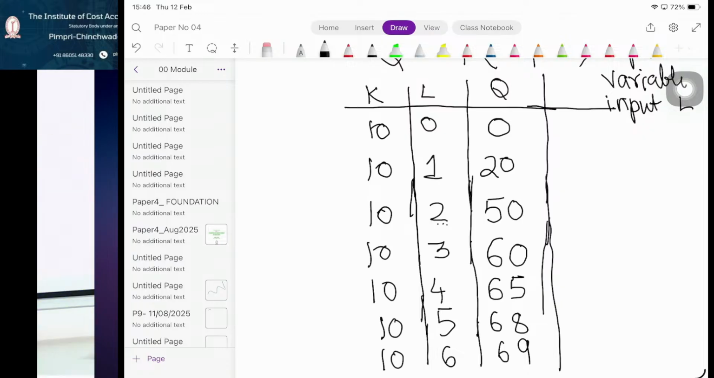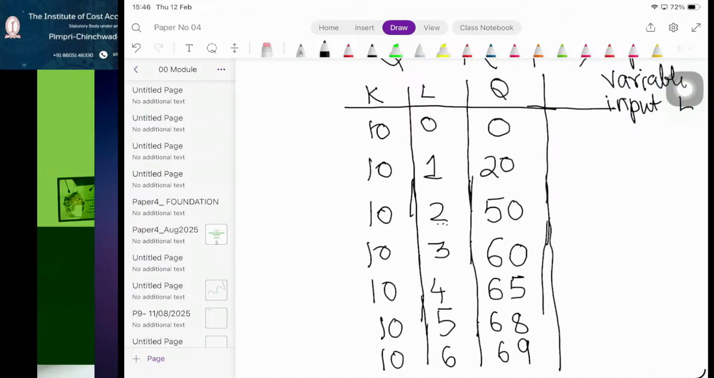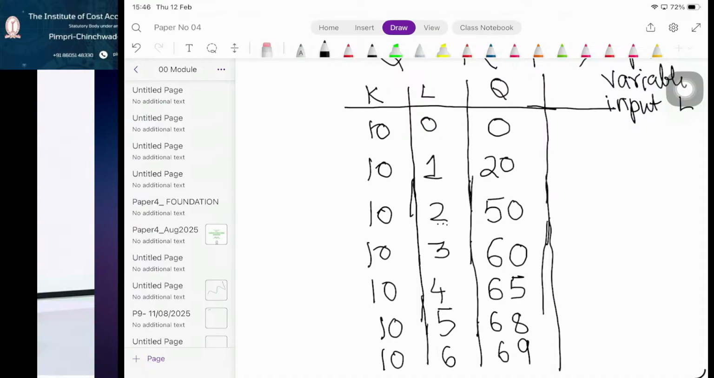Does it make sense? As I'm increasing labor and capital remaining fixed, the output is increasing. Okay, but how fast is the output increasing? For that, in economics, we define a very important concept called marginal product. Okay, please write the definition of marginal product. Marginal product of an input.